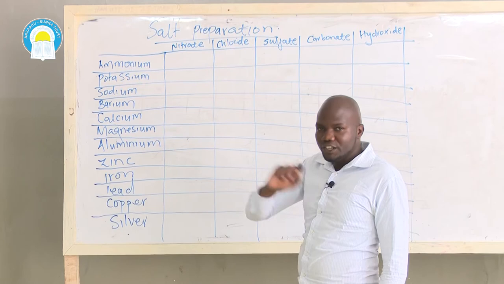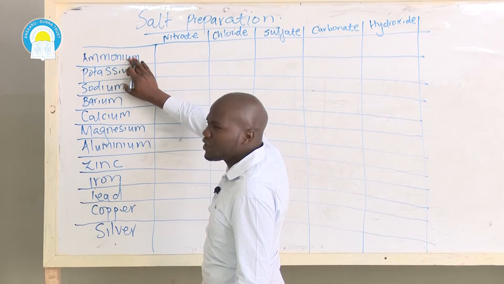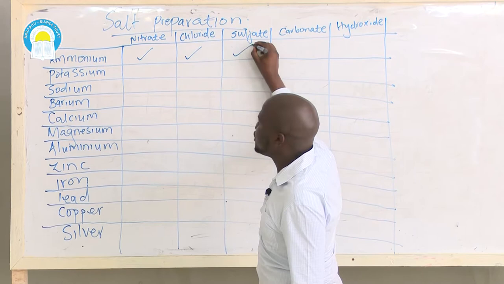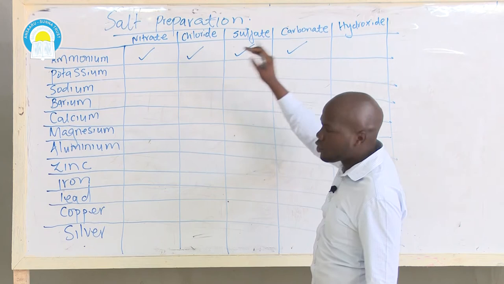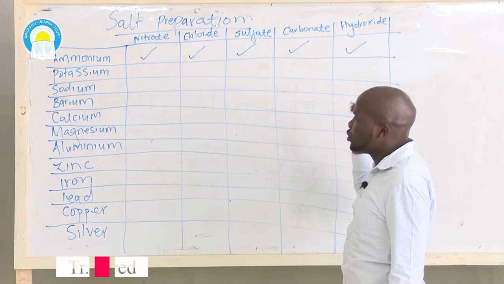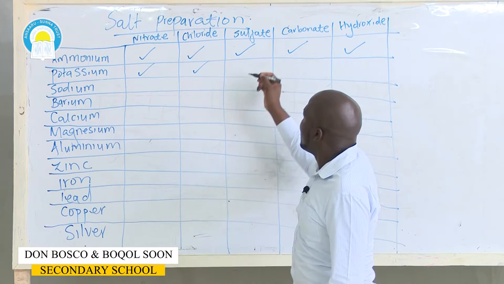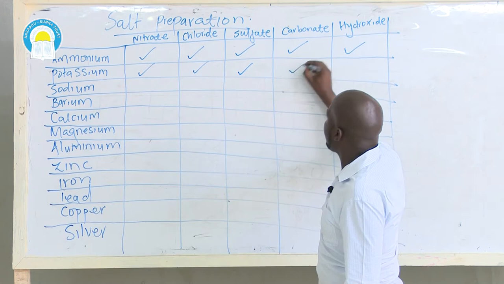So they are saying all of the ammonium compounds are soluble. That is, ammonium nitrate is soluble. Ammonium chloride is soluble. Ammonium sulfate, which is a salt, is also soluble. Ammonium carbonate, which is also a salt, is soluble. Ammonium hydroxide is also soluble. They're also saying this. Potassium nitrate is soluble. Potassium chloride is soluble. Potassium sulfate is also soluble. Potassium carbonate is also soluble. Potassium hydroxide is also soluble.